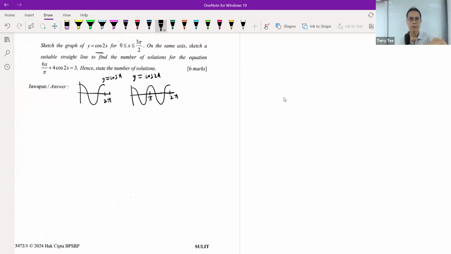So this will be pi. Where's 3 pi over 2? Here, 3 pi over 2. So in this case, you are drawing up to 3 pi over 2, so I don't want this part. Your maximum is 1, minimum is -1. So let's draw a bigger graph. Let me draw here, maximum, minimum.